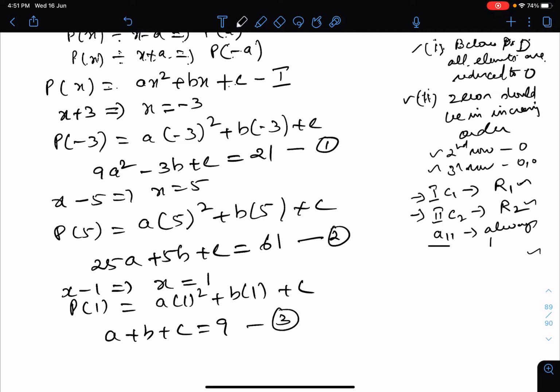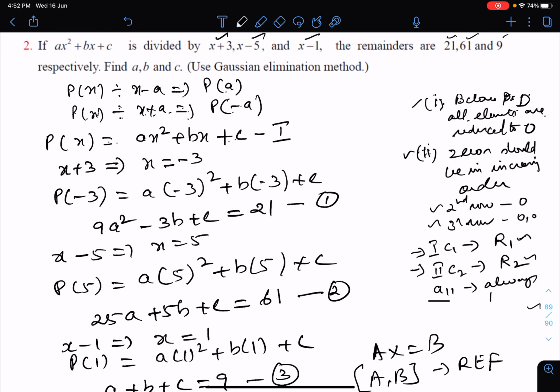Now you have got the system of 3 linear equations. Now you can frame AX equal to B, write the augmented matrix [A|B], and reduce it to row echelon form. I have given the hints here for the row echelon form. Below the principal diagonal, all the elements should be reduced to 0, and the zeros should be in increasing order: in the second row it should be 1 zero, in the third row it should be 2 zeros or more.